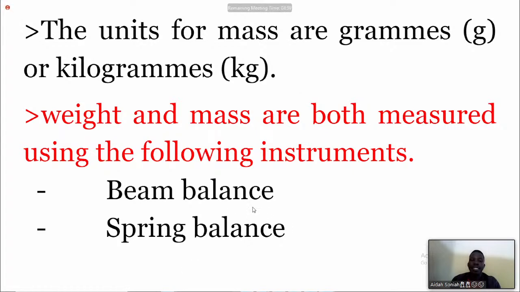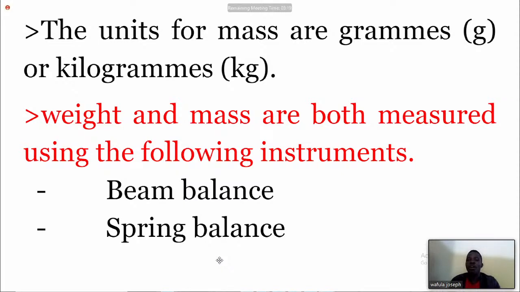The units for mass are grams (g) or kilograms (kg). Weight and mass are both measured using the following instruments: beam balance and spring balance. When they ask in which units mass is measured, it is measured in units called grams or kilograms. You always hear your parents saying, go to the shop and bring 1 kilogram of sugar. That is the mass of sugar in kg or in grams.